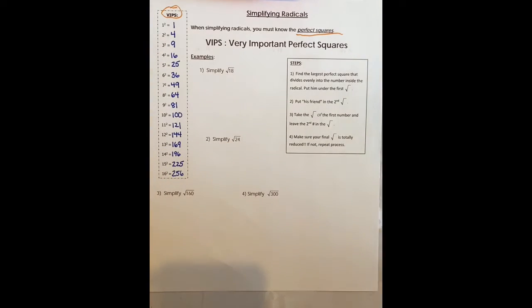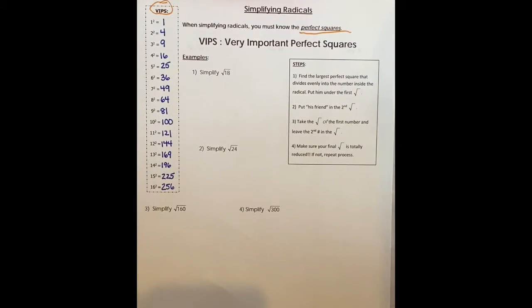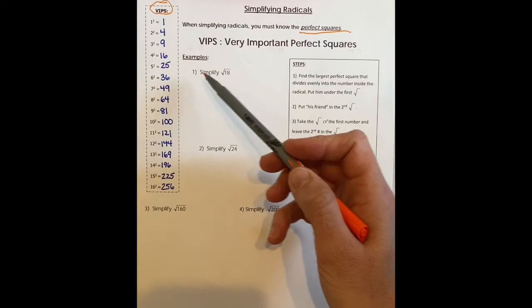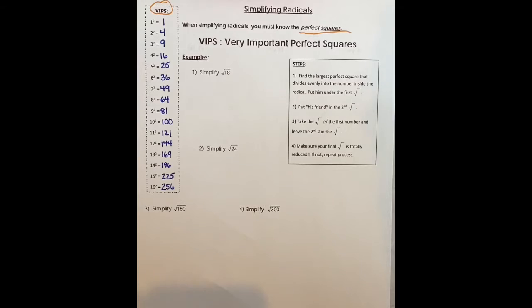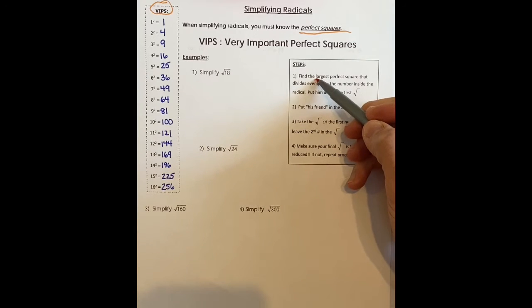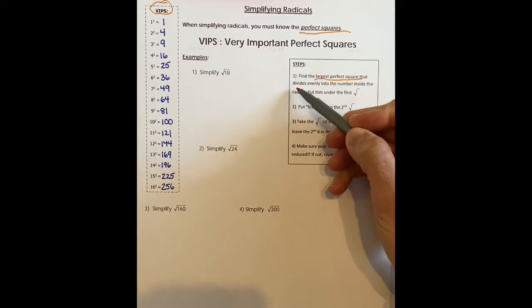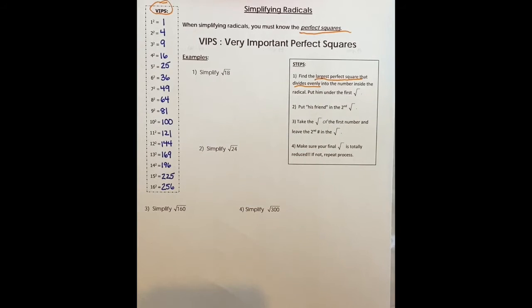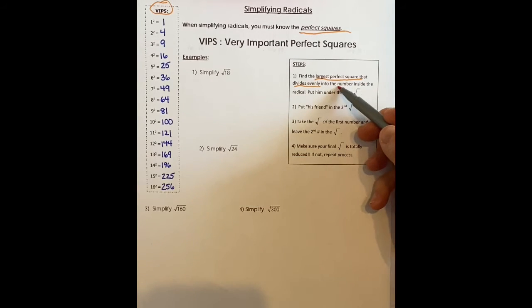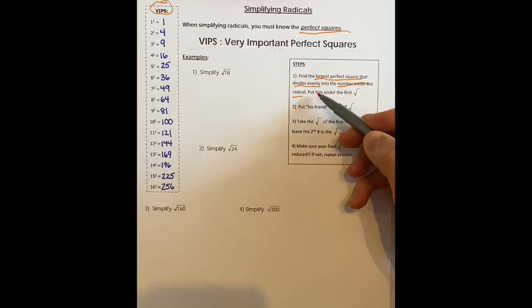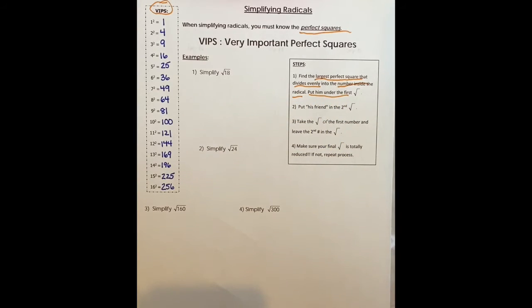I'd like you to take a few minutes, pause the video, and fill in your perfect squares. Okay, so now we're going to learn how to simplify a radical. Example number 1, we want to simplify radical 18. The first step is to find the largest perfect square that divides evenly into the number inside the radical and put it under the first radical sign.